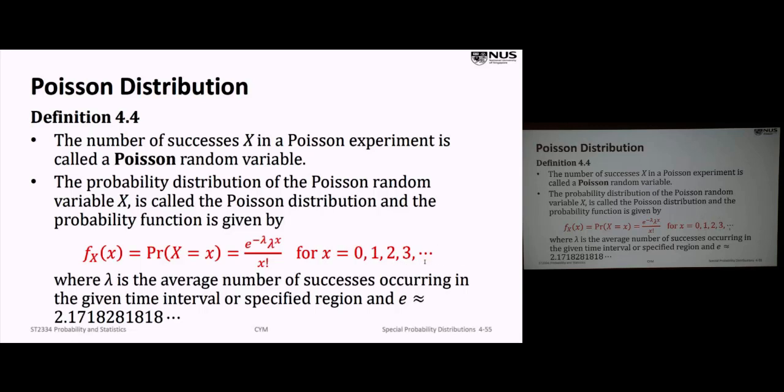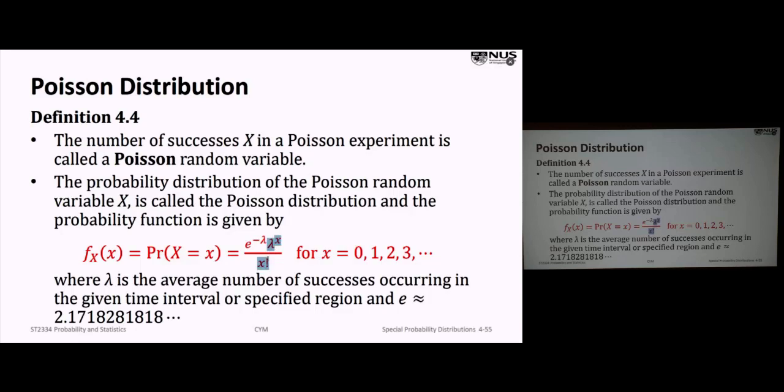Lambda is the average number of successes. We're going to rigorously show that in a moment. And e is, of course, the exponential, 2.718, basically. I'm sure you know what that is.